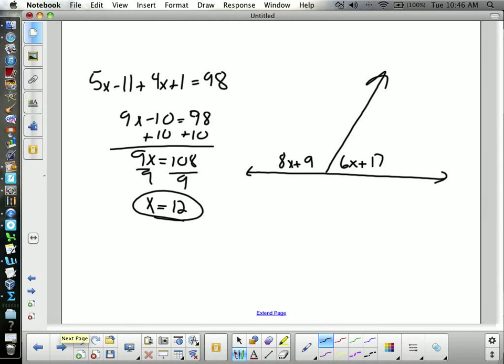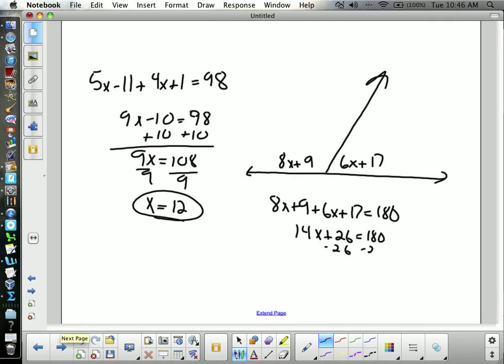What do we call that pair of angles? A linear pair. And what do we know about them? They have to be supplementary, which means what am I going to do with them as far as equation goes? Add them up and equal to 180. So you get 14x plus 26 is 180.